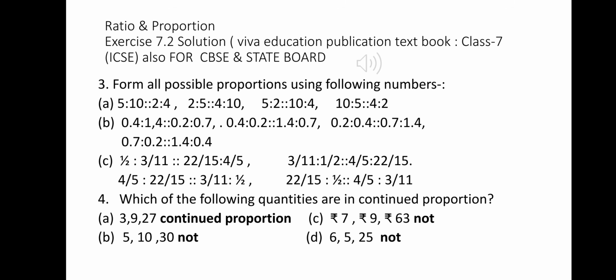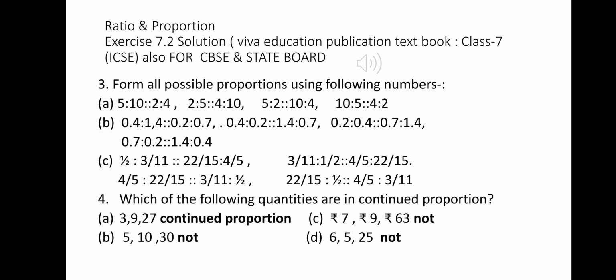So in the third question, C, B it is 0.4 is to 1.4 is to 0.2 is to 0.7. That is 2 is to 7 is the ratio. So if you get 2 is to 7 ratio or 7 is to 2 ratio, that will be in proportion. So 4 is to 2 again, and 2 is to 1 and 2 is to 1. Here the third is 2 is to 4, and that is 1 is to 2 and 1 is to 2. So like that the ratio should be equal. Then only they are in proportion.